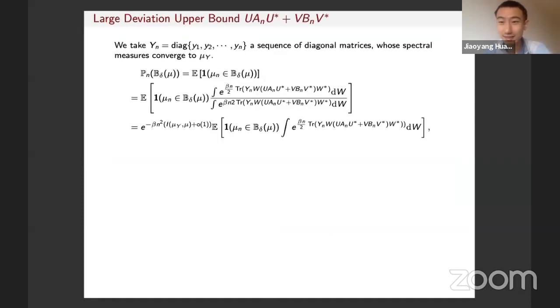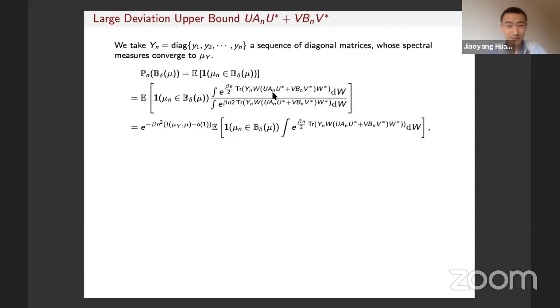So in the next 25 minutes, I will show you the main ingredients for the proof. For the upper bound, it's very similar to the argument given in Ali's talk, which is pretty straightforward. So we take Y_n to be a diagonal matrix, which we will choose later, and the spectral measure of it converges to mu_Y. So if we want to have the large deviation upper bound for the eigenvalue distribution of this A plus B, then we have the probability that mu_n is in a neighborhood of mu.